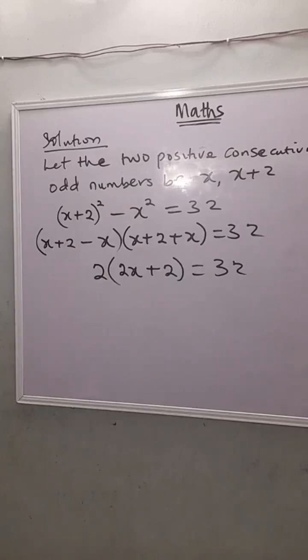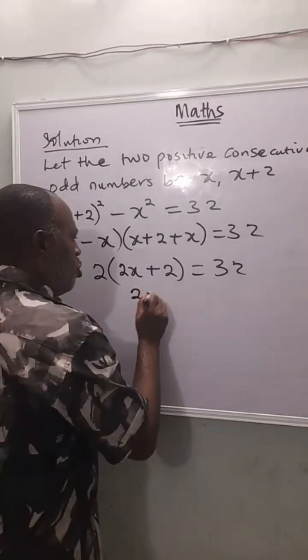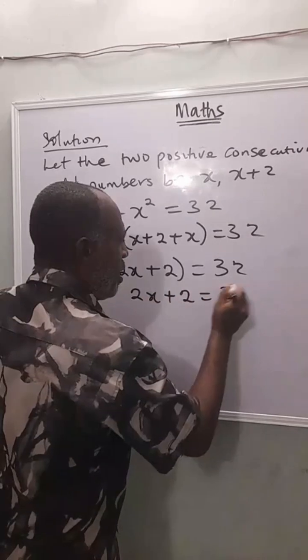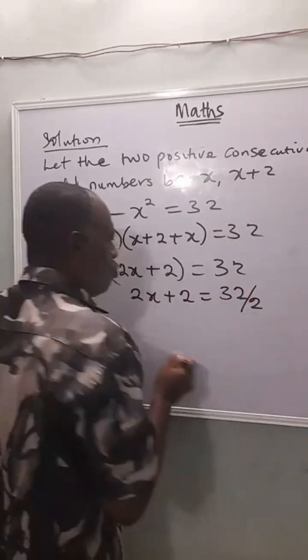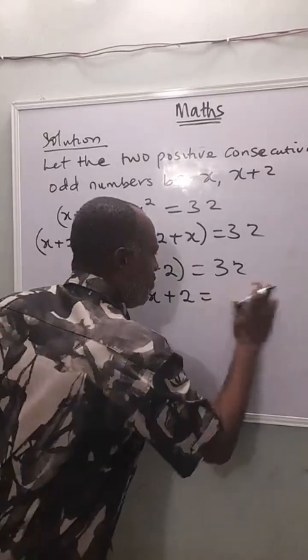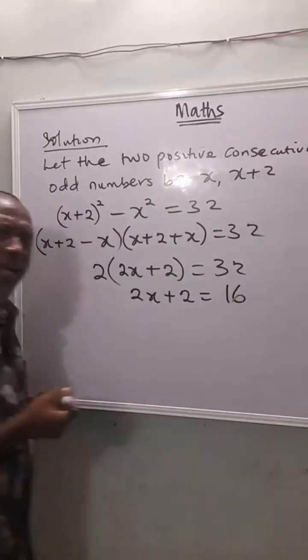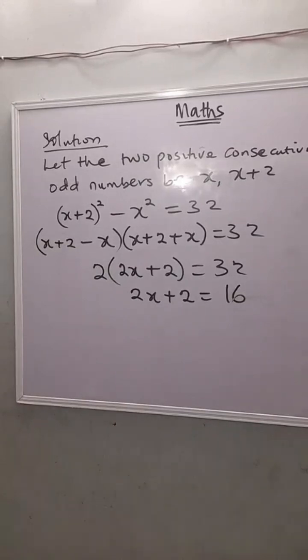If you look at that board clearly, you will agree with me that 2 is common to both sides. So I will divide both sides by 2. If I divide both sides by 2, it's going to be 2x plus 2 equal to 32 divided by 2. And in simple language, dividing 32 by 2 will give you 16. So which means I have divided both sides by 2. On the left-hand side, I divided by 2.